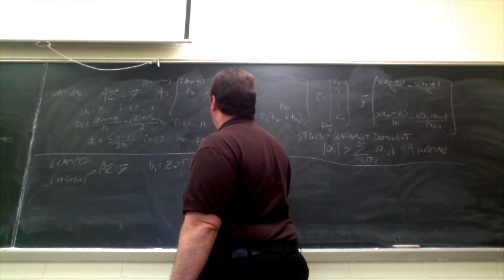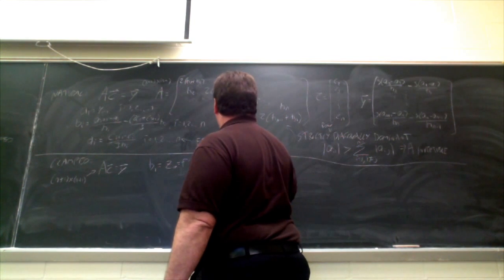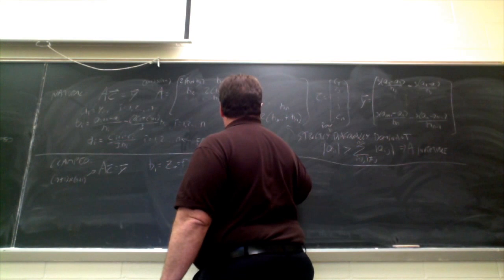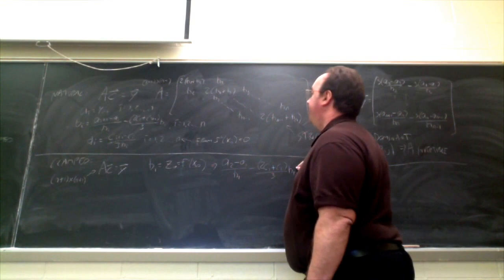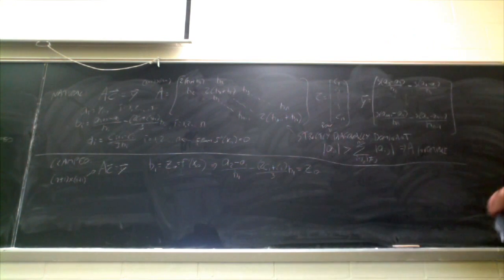A2 minus A1 over H1 minus (2C1 plus C2) over 3H1 has to be equal to Z naught.